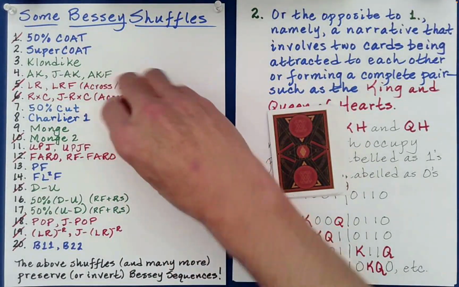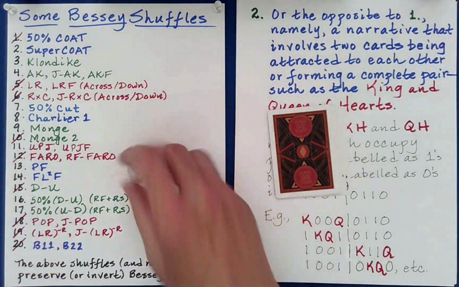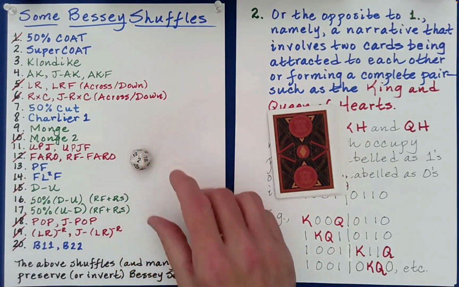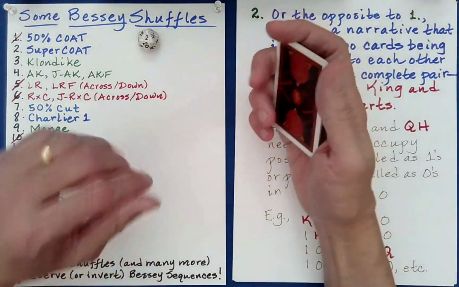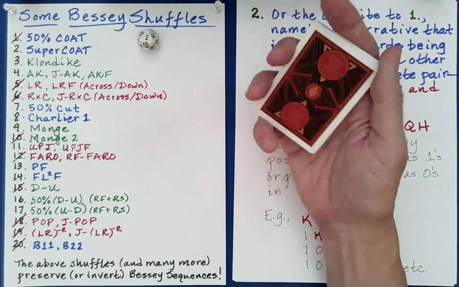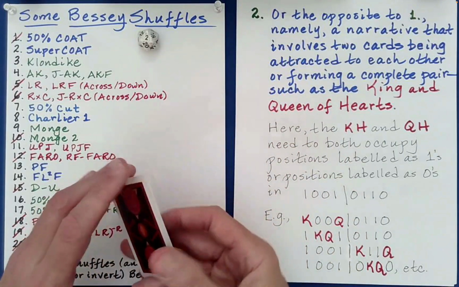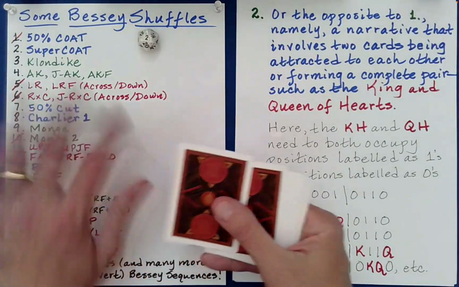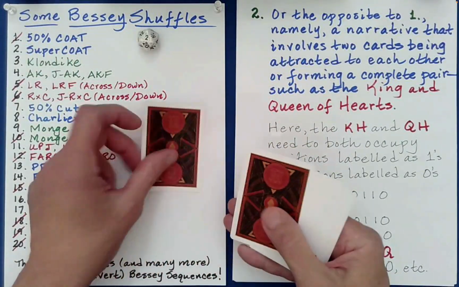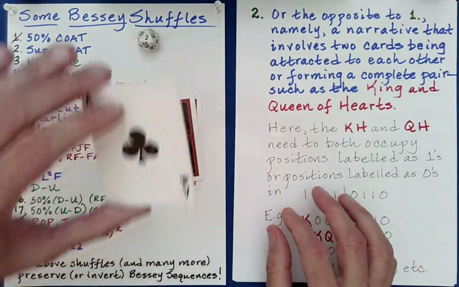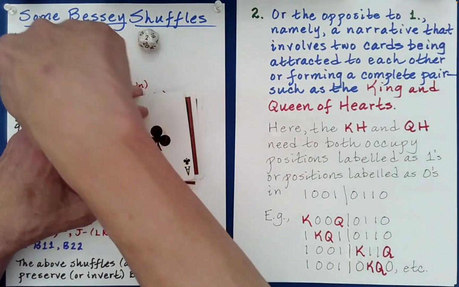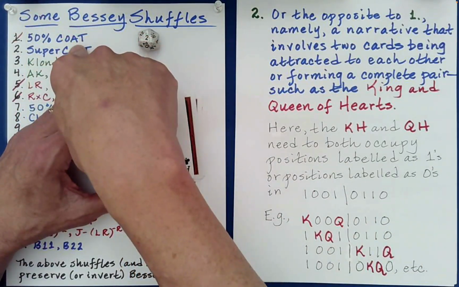10, very good. Oh, no, we've done 10. I thought we hadn't. Okay, 2. Oh, a supercoat. That's a great one. So a supercoat is essentially a 50% coating on steroids. That's what it is. So 50% coating, this is where you go 1, 2, 3, 4, half the cards. Now, normal coating, you'd put these on top. That would just be a regular 50% coating, okay?